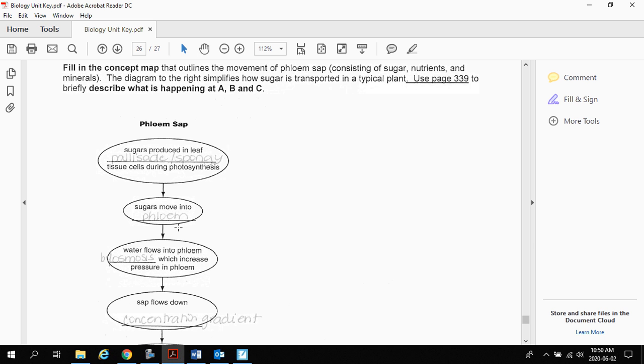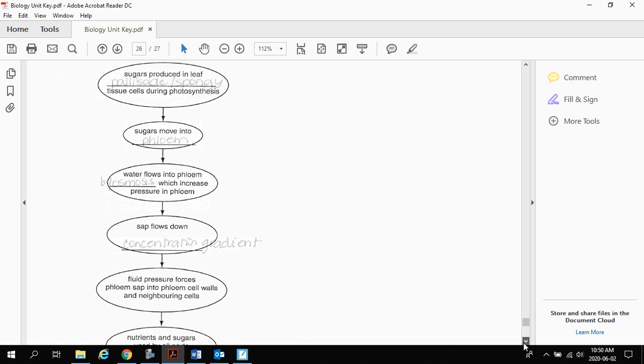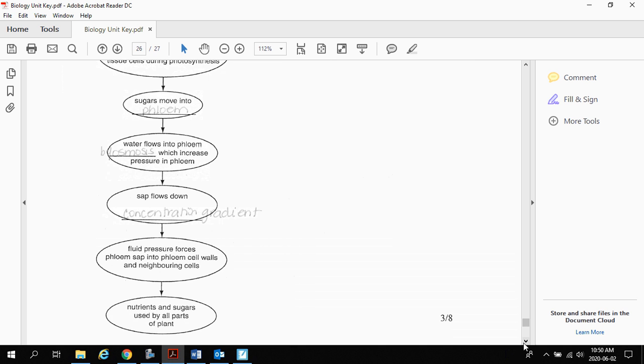So there is phloem and xylem cells within the leaf. Sugars move into the phloem. Water flows into the phloem by osmosis, which increases the pressure in the phloem. And what actually happens is the sap will flow down the concentration gradient. So it's moving from an area of high concentration of sap within the leaf to an area of low concentration of sap. So whether that's the stem or the roots or whatever it would be.